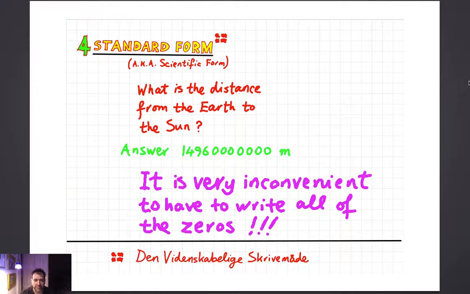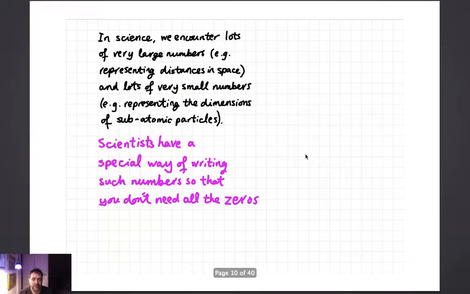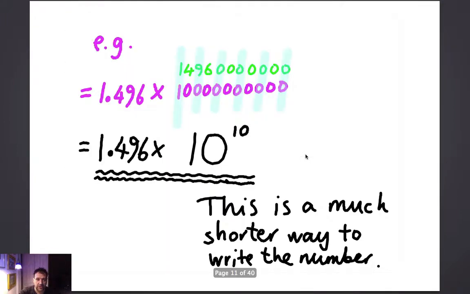So what is the distance from the Sun to the Earth? As it happens, it's 1496 and a whole bunch of zeros, 7 zeros, in meters. For scientists, it's very inconvenient to have to write all of the zeros when you have very big numbers that represent the distances in space. So in science, we encounter lots of very large numbers, e.g. representing distances in space, and lots of very small numbers, e.g. representing the dimensions of subatomic particles. Scientists have a special way of writing such numbers so that you don't need all the zeros.